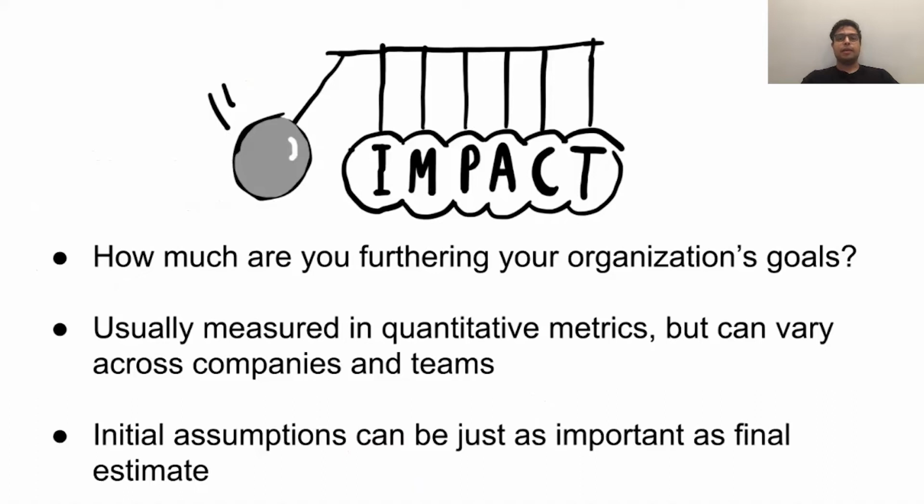Second, let's talk about the impact. When validating impact, you're trying to understand to what extent you're furthering your organization's goals. Most of the time, goals are measured using a key metric or a set of key metrics. These can vary wildly across organizations, products, and even teams. Validating impact usually involves using past data, research, and some intuition to project how a particular project will move the needle on those metrics.